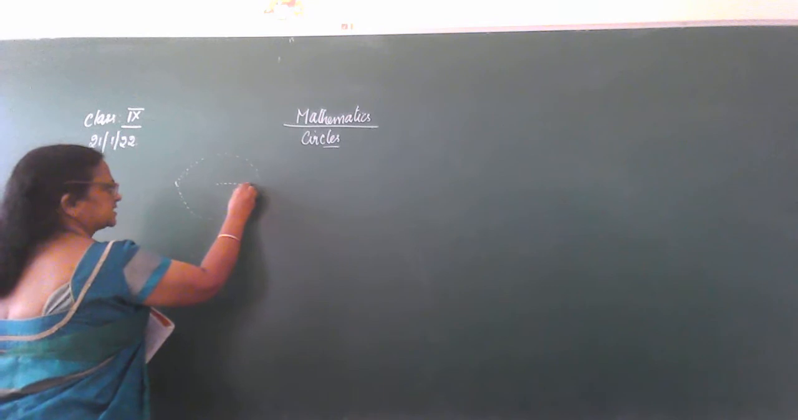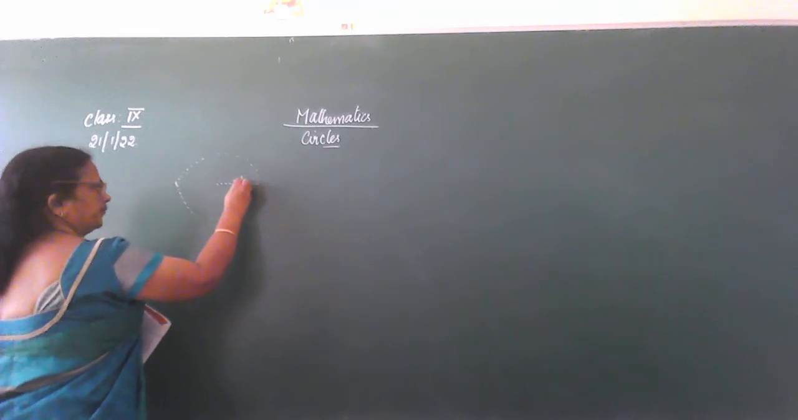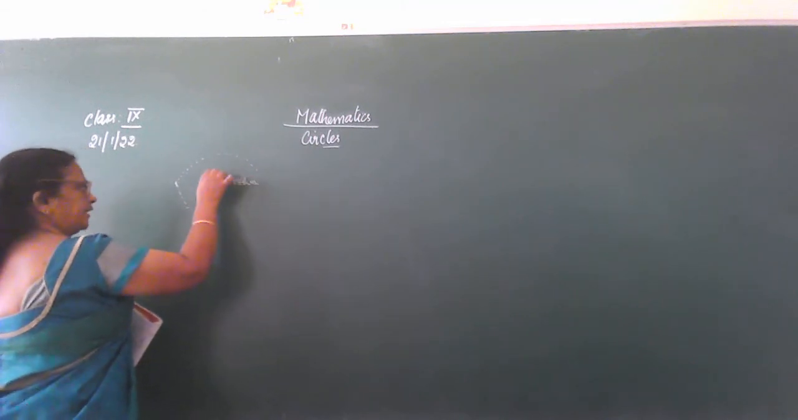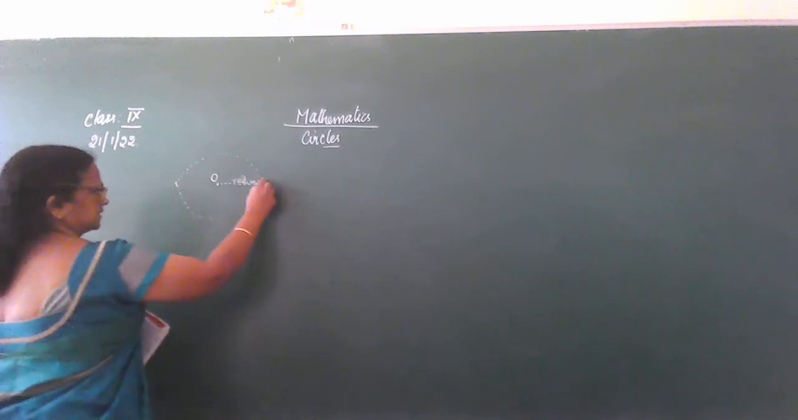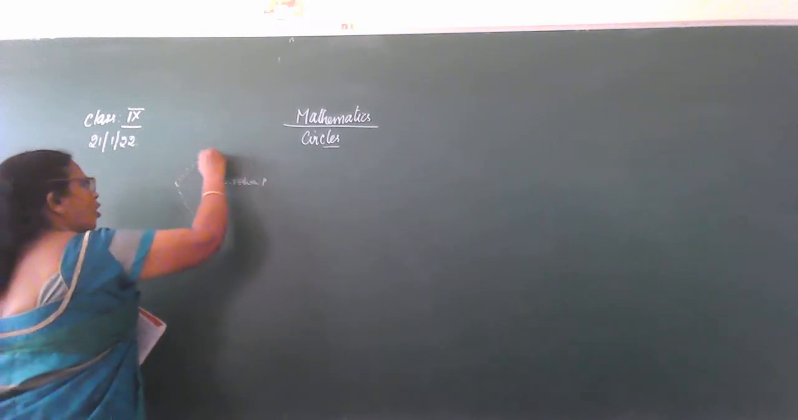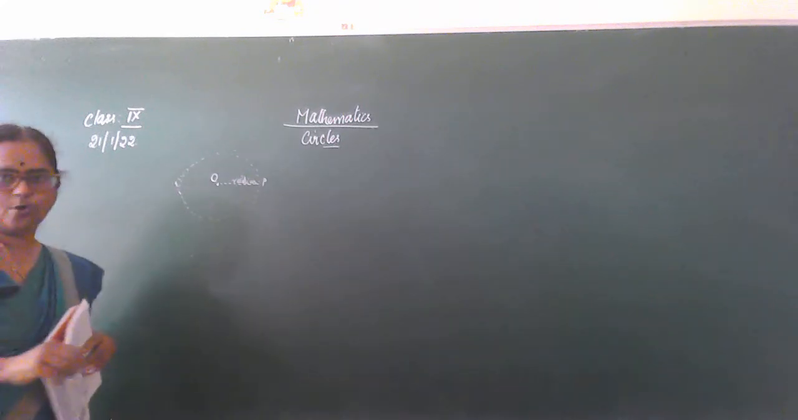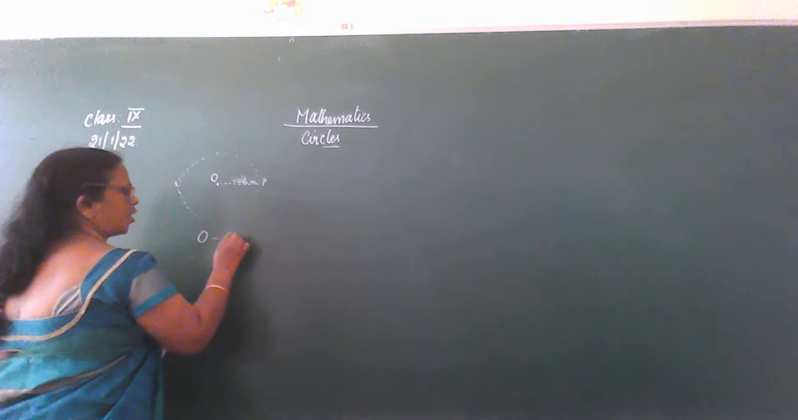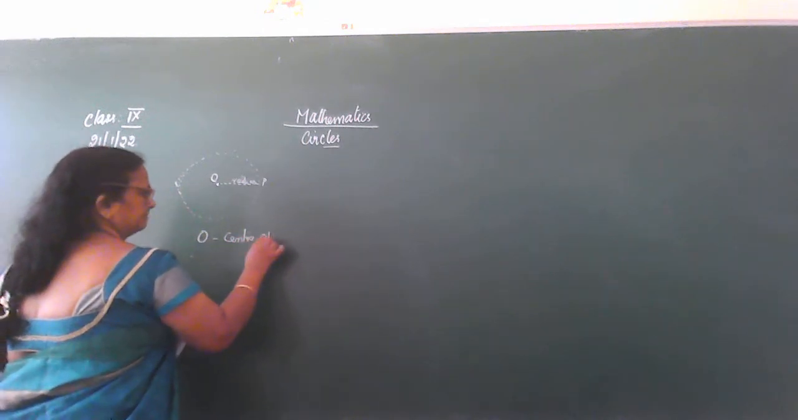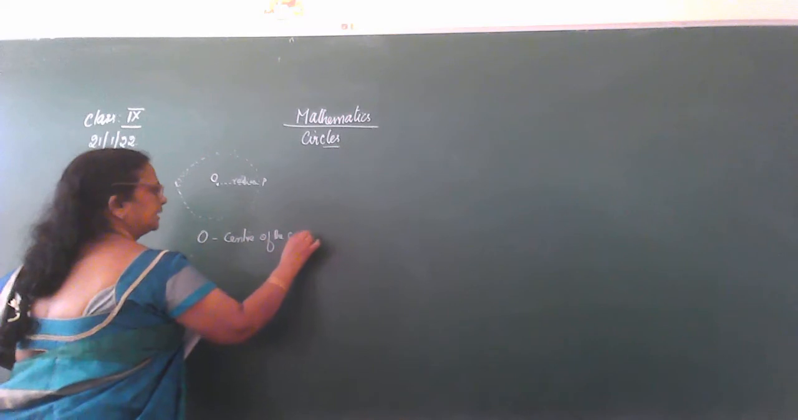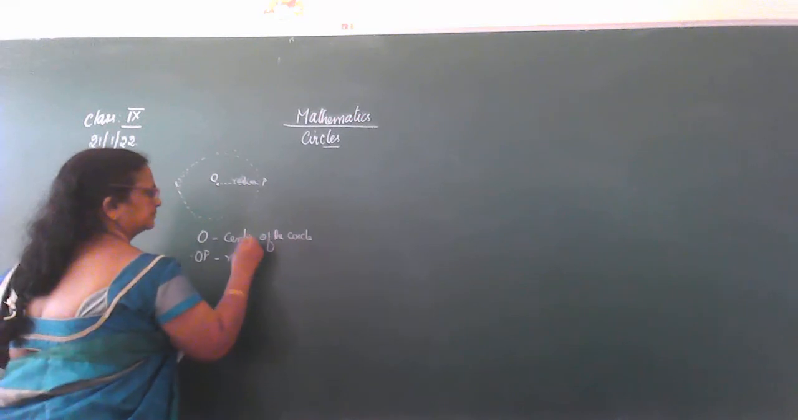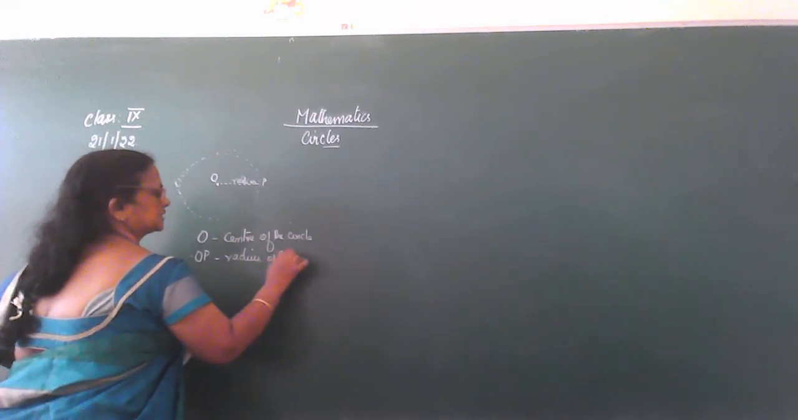So the fixed distance is nothing but the radius of the circle. And the fixed point O is called the center of the circle. So it is a set of all points in the plane which are at a fixed distance from the fixed point. The fixed point O is called the center of the circle, and the fixed distance is called the radius of the circle.